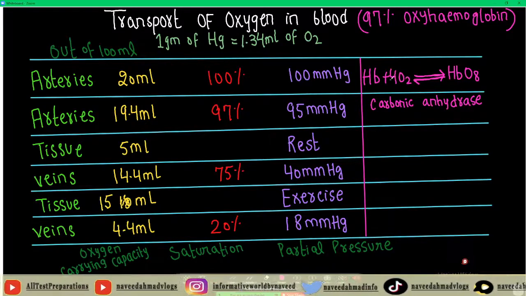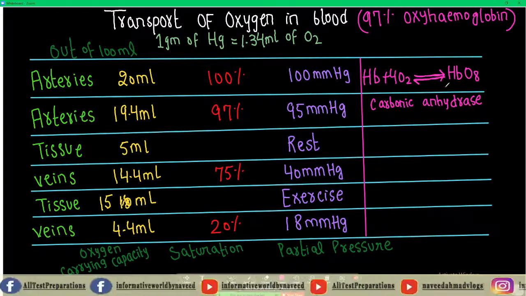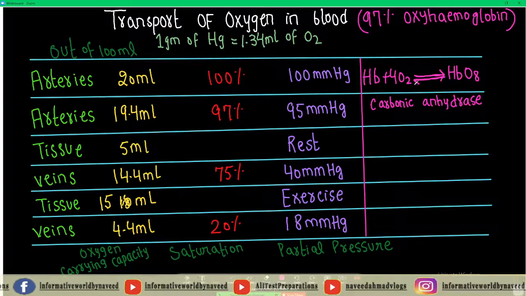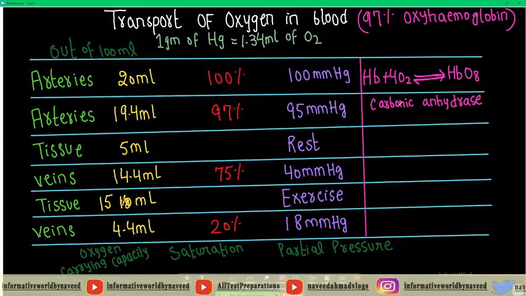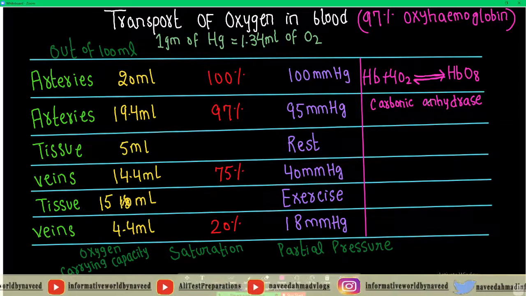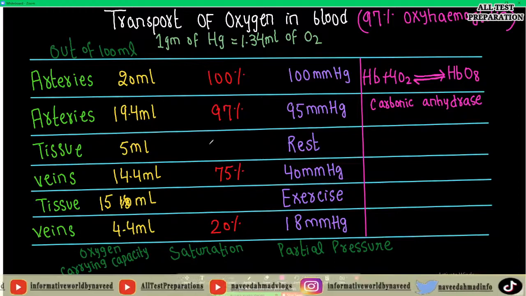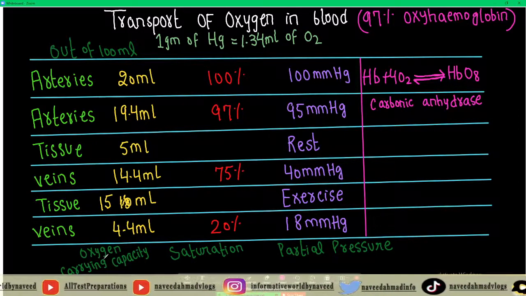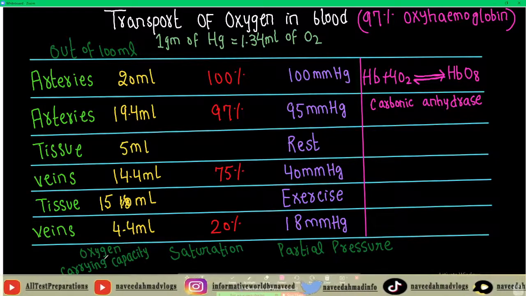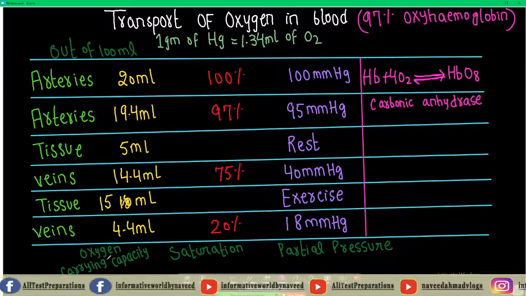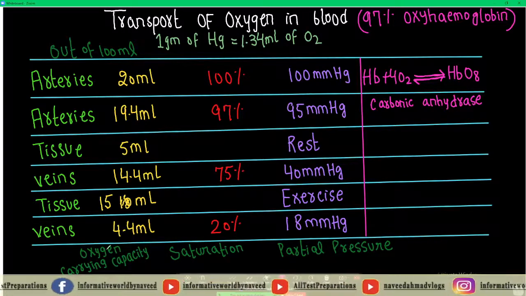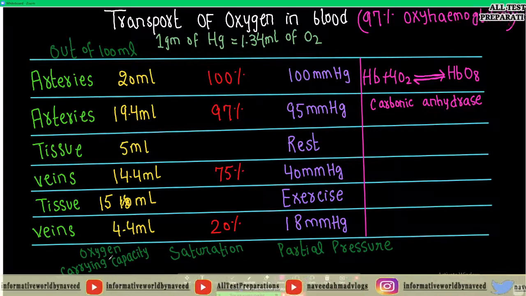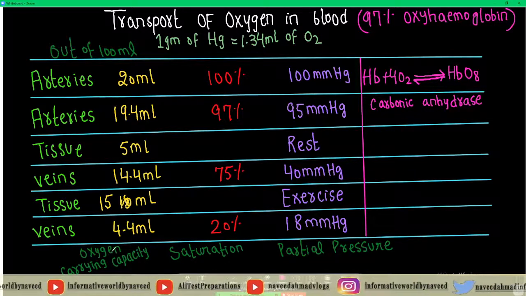4 molecules of oxygen combine with 1 molecule of hemoglobin, and this forms oxyhemoglobin. This is a reversible reaction, and it occurs in the alveoli of the lungs in the presence of the enzyme carbonic anhydrase. Next, we will discuss what oxygen carrying capacity is. Oxygen carrying capacity is the ability of hemoglobin to bind with oxygen. It is how much capacity the blood has to bind oxygen, transport it, and carry it.